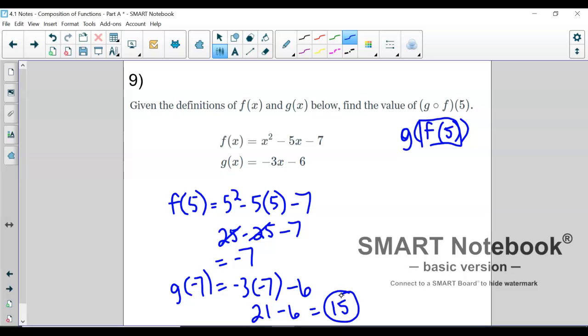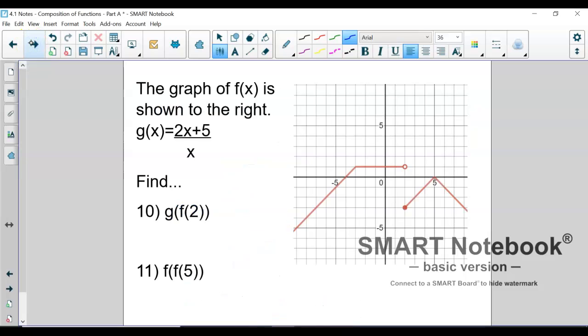Right. Let's look at just a couple more examples here, and this time we're going to see this mix together where we have both a graph and an equation. So if we look at example 10, it asks us to find g of f of 2. And so the graph gives us f, so this right here is f of x, and g of x is our function 2x plus 5 over x.